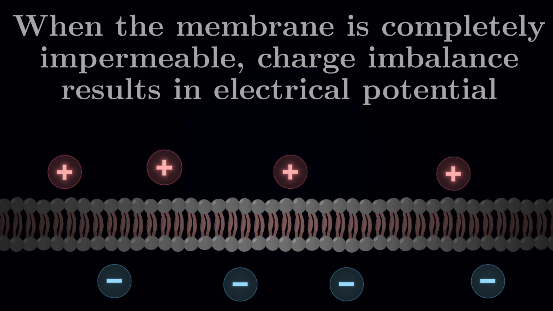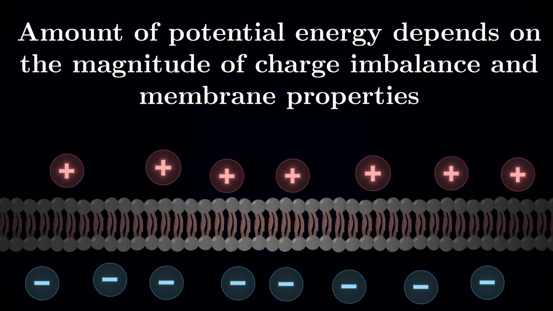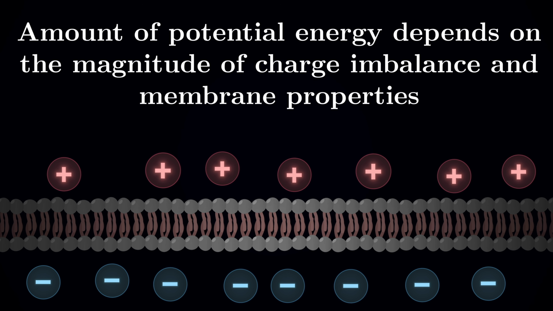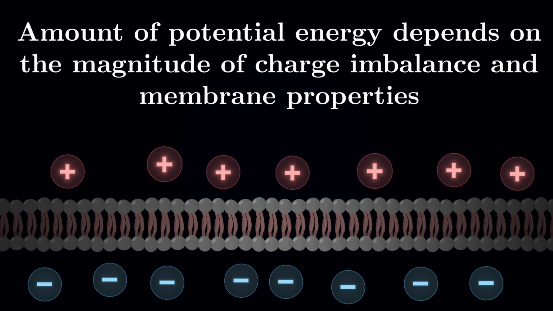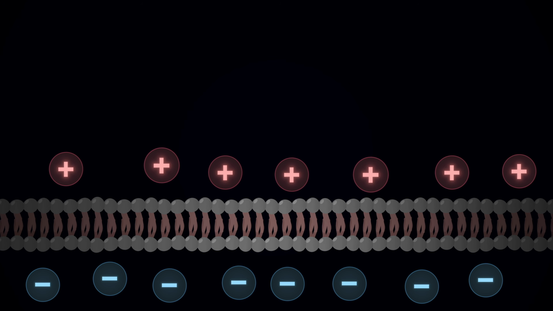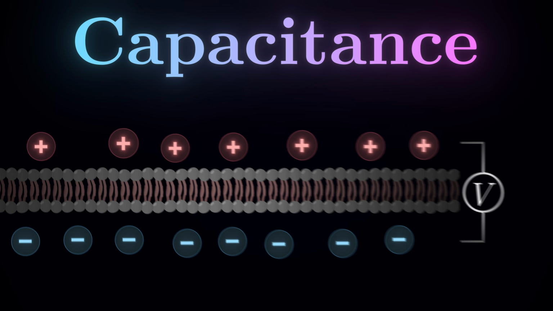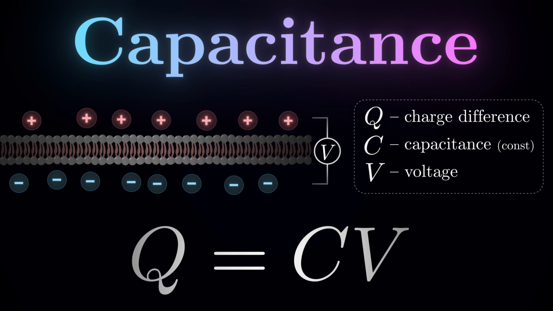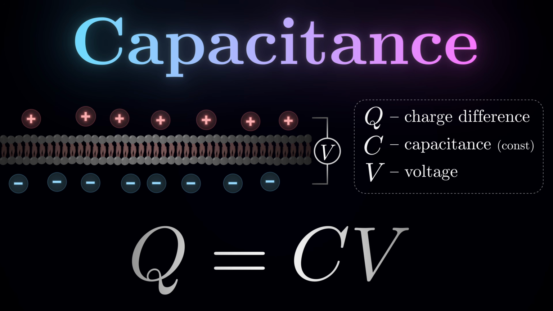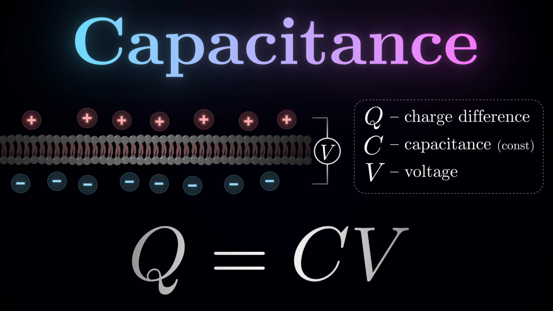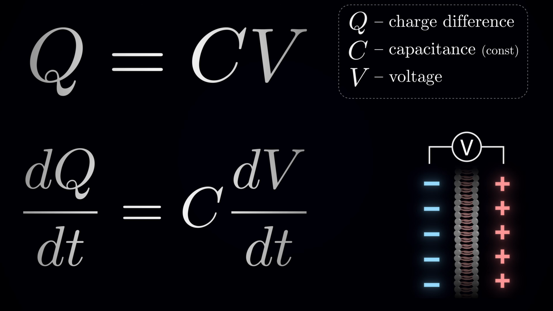The amount of energy stored depends on both the magnitude of the charge difference and the physical properties of the membrane, such as its thickness and area. This ability to store electric charge is called capacitance. The behavior of a capacitor is described by a fundamental equation that relates the stored charge to the voltage across the membrane. To understand neuronal dynamics, we need to consider how this equation changes over time. Taking the time derivative, or the rate of change of both sides, gives us the following equation. It describes how the voltage changes as charges redistribute across the membrane.